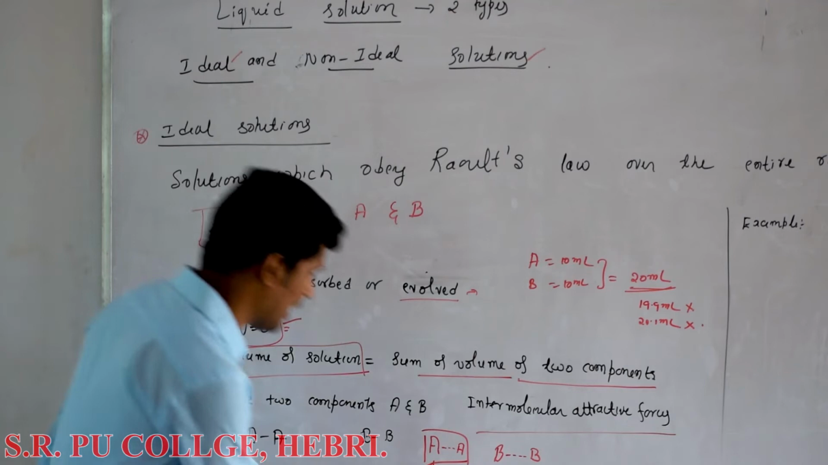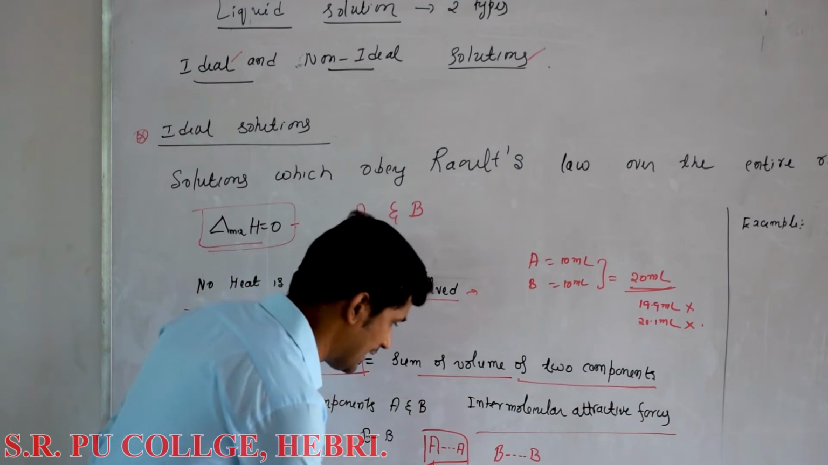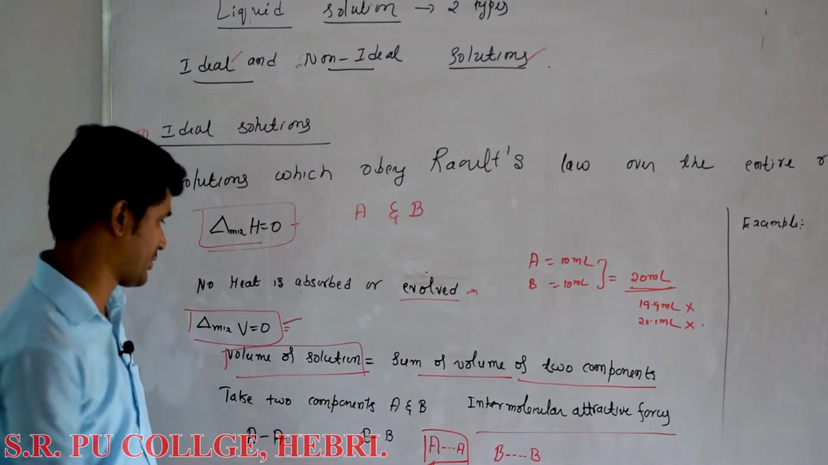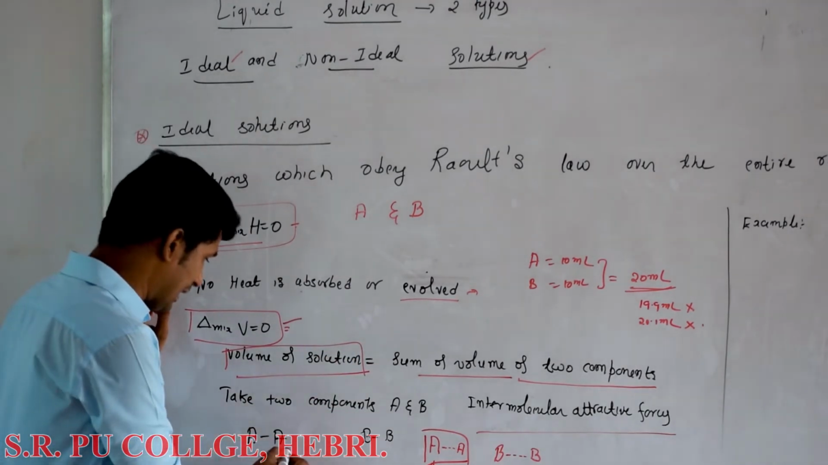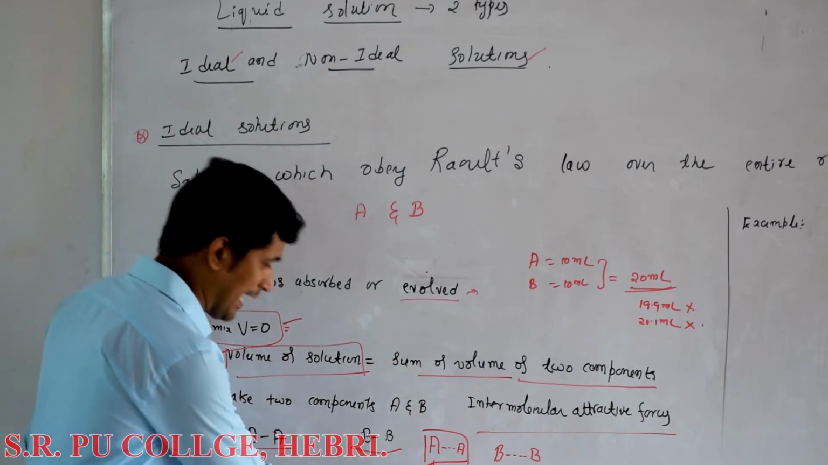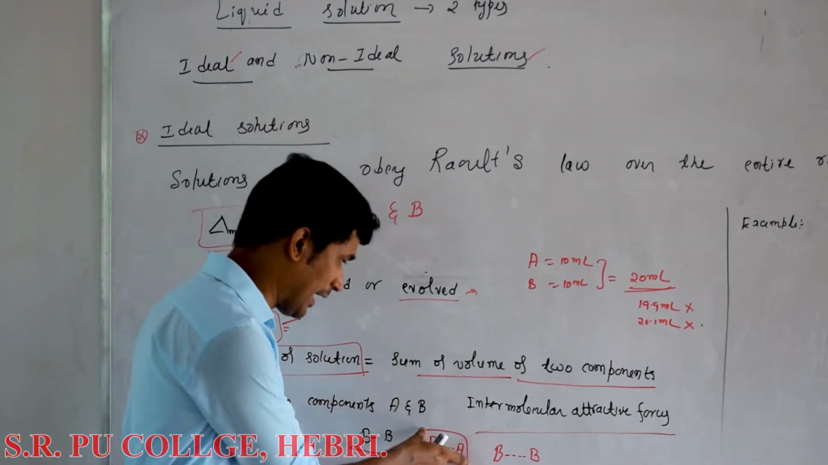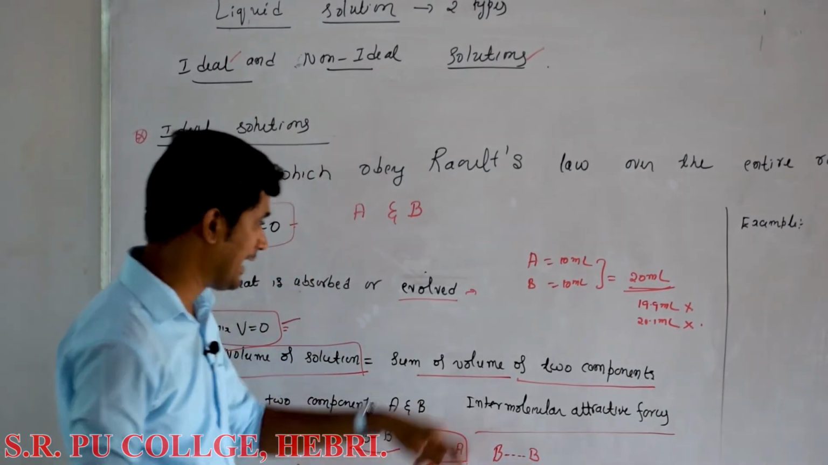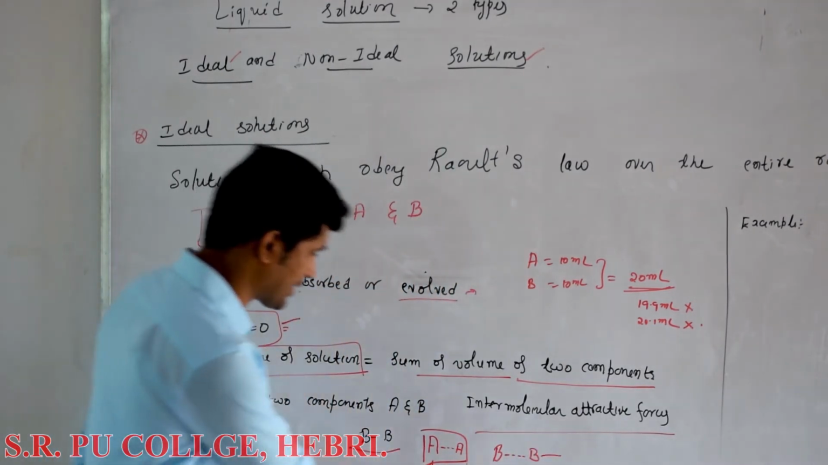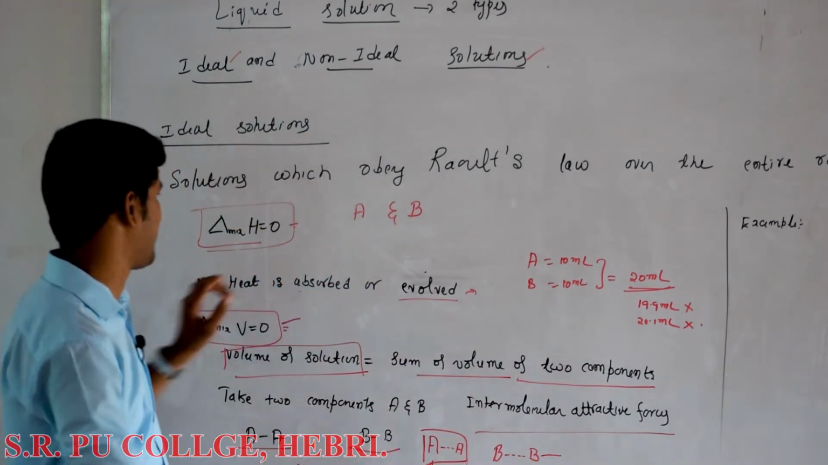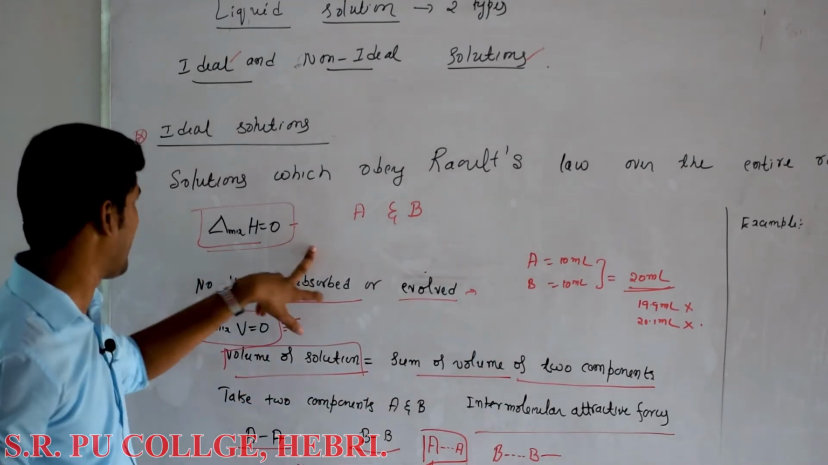Now in the solution, a new intermolecular attractive force is developed, that is AB type of attractive force. For every ideal solution, AA, BB and AB interactions are the same. That means the intermolecular attractive forces between AA, between BB and between AB are all the same. That's why no heat is absorbed or evolved. So this is about the characteristics of ideal solutions.